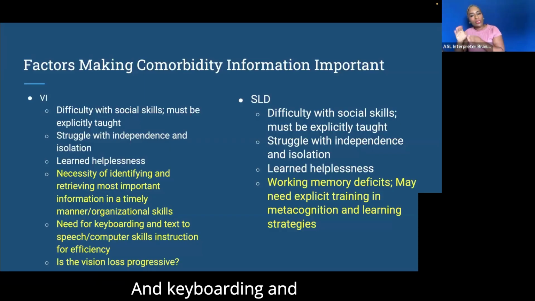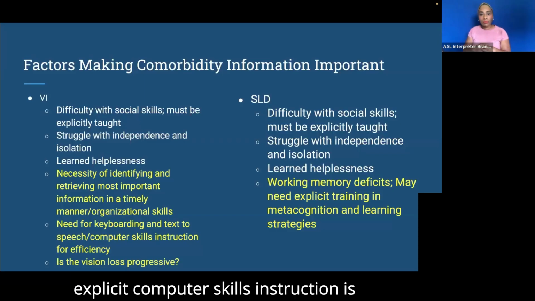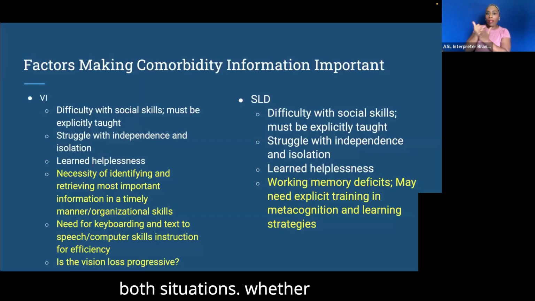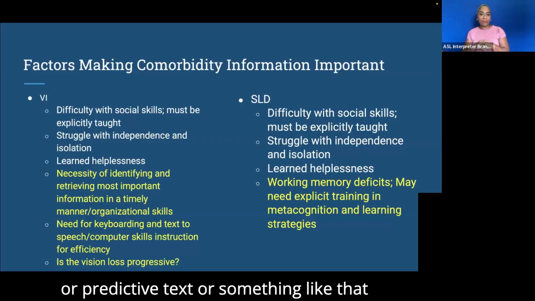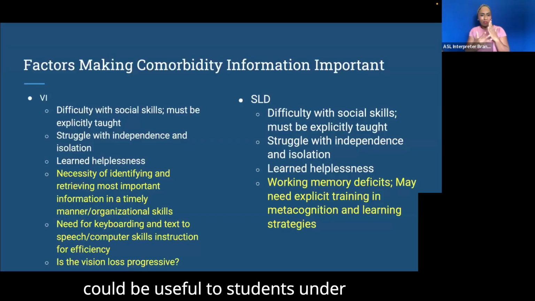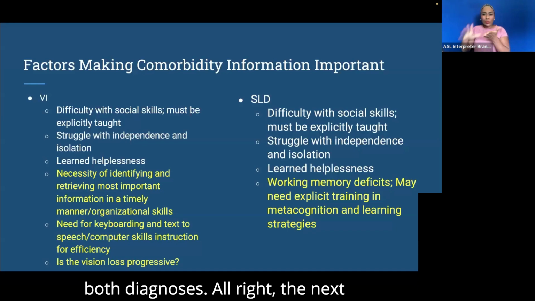And keyboarding and explicit computer skills instruction is going to be helpful for efficiency for both situations. Whether it's text to speech, or predictive text or something like that, could be useful to students under both diagnoses.